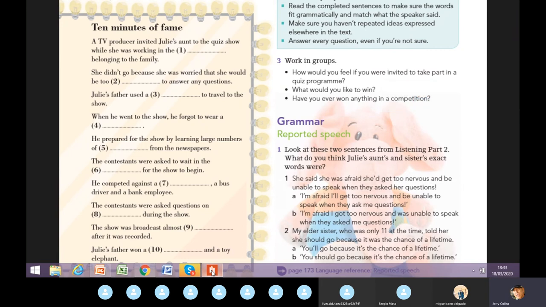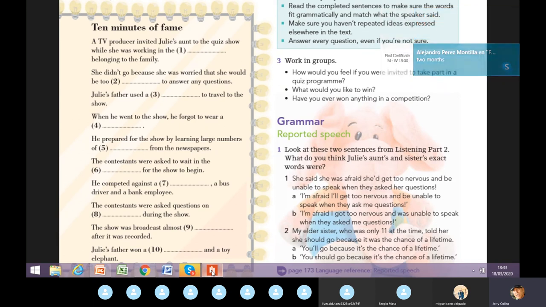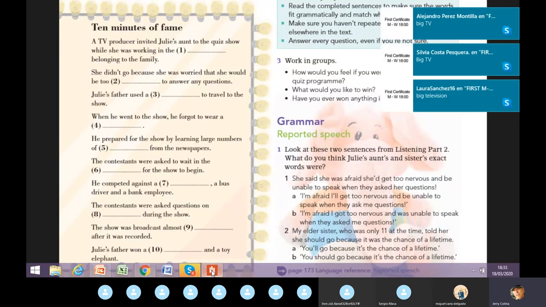And the rest? Well, the answer is two months. The show was broadcast almost two months after it was recorded. Yes, two months. Julie's father won a toy elephant. He won two things. One was a toy elephant, and the other was a big television, a big TV. That's correct, Laura, Silvia, Sarai.